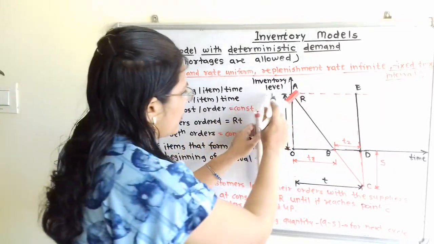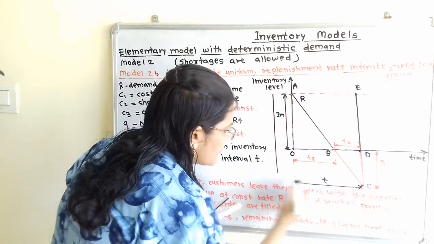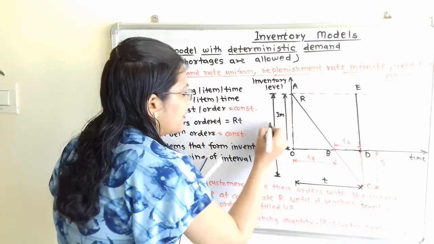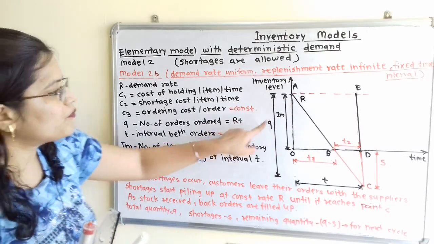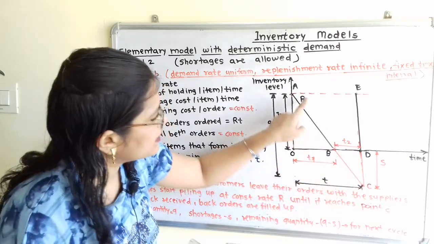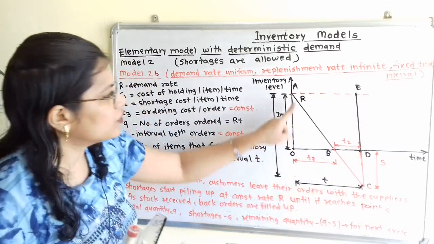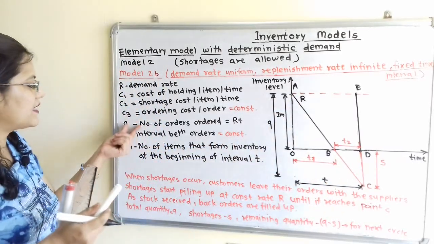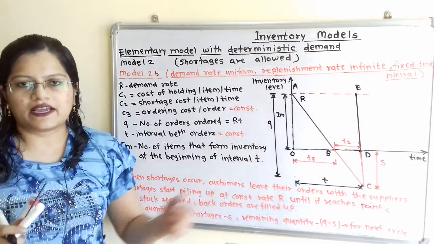So I will draw here one vertical line from this point C up to point E, and this inventory level is known as Q. Now how to show this point Q? If we observe, here this total slope, that is from A to C, is R, and the distance from this O to D is T. So this R multiplied by T is equal to Q. So we can say that Q is equal to R into T. So this is the diagram.